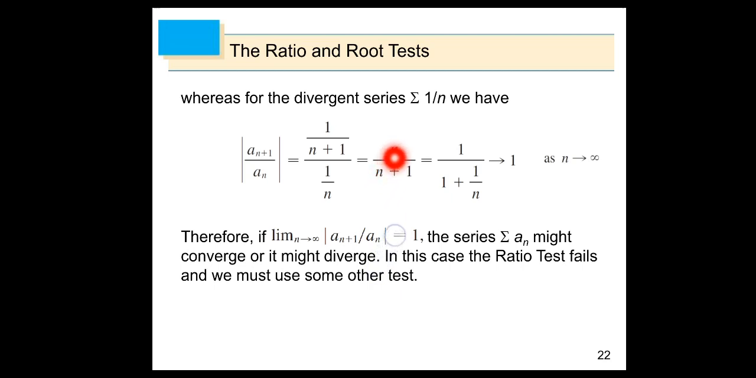So if we divide n by n, we will get 1. If we divide 1 by n, we will be getting 1 by n, right? So that's how we get this value. So do not be confused about this thing.